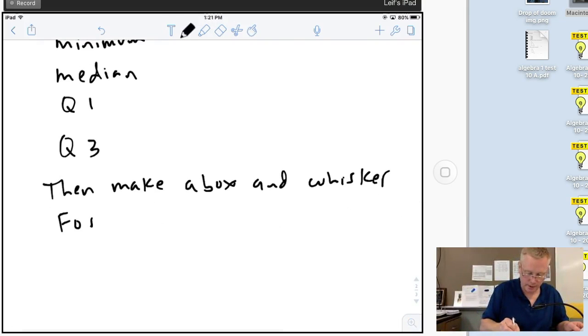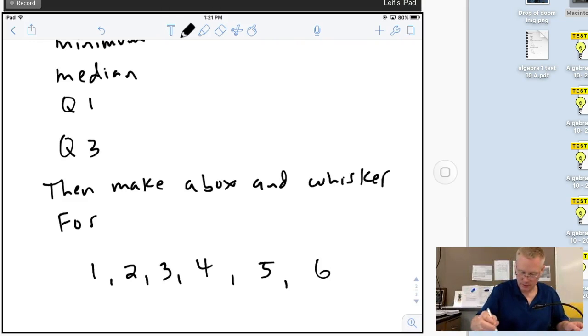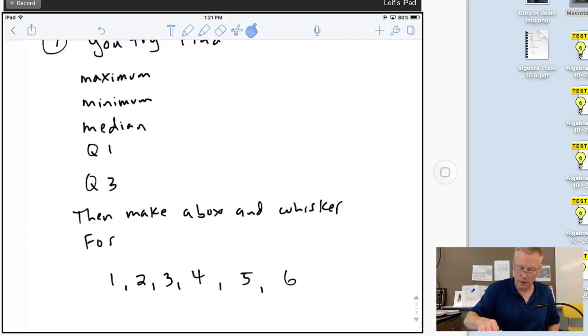for the data, and I just gave you 6 pieces. 1, 2, 3, 4, 5, and 6. So you can take those 6 numbers, the first 6 numbers, and do a box and whisker for me. Find the median, find the first quartile, the third quartile, the maximum, the minimum, and quick draw it on a number line with a box and whisker, okay? And that will be your you try.